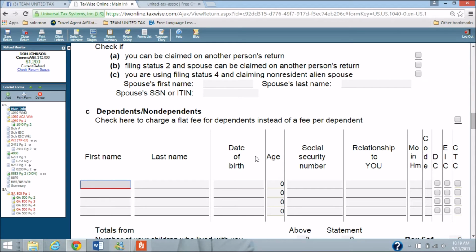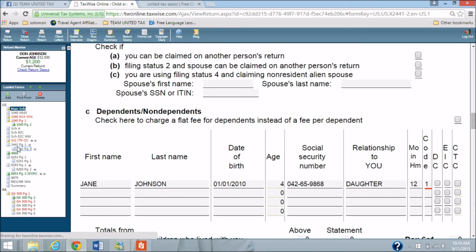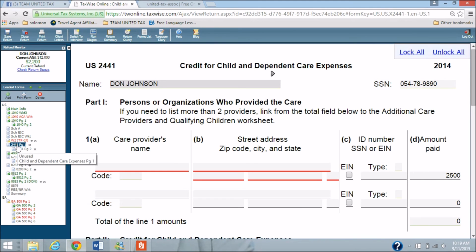So we'll put Jane, and use uppercase, Jane Johnson, and I'll put 0101, let's just say 2010. We'll put the social there. The relation is daughter. The months in home is 12. This code right here, of course, you've been through it, so it's 1. This is for dependent care. We talked about the 2441. It's automatically on the form here. This is the dependent care expense.